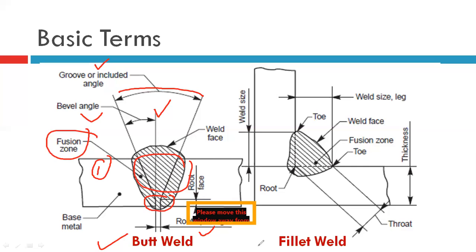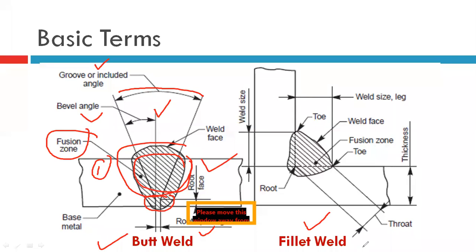The plates are facing each other, and some groove is provided. We give the groove some shape so that the welded material or the rod gets fused there itself, and it holds the material. Right. So this is your butt weld. Now we are going towards the fillet weld.